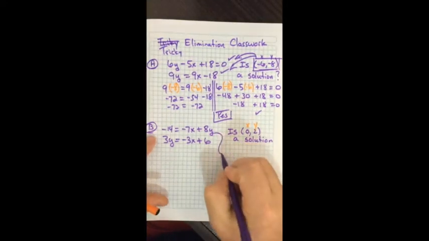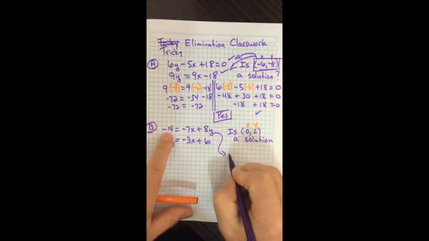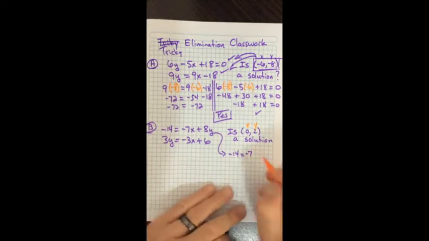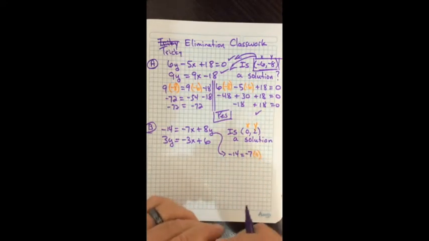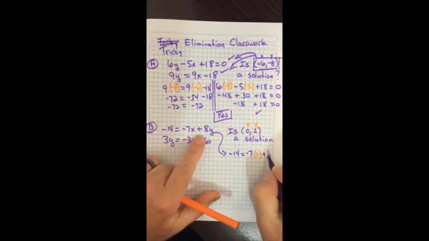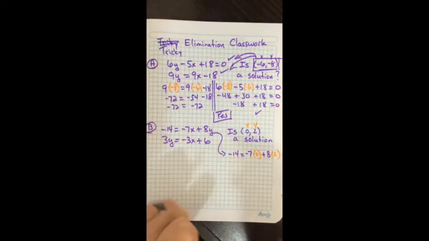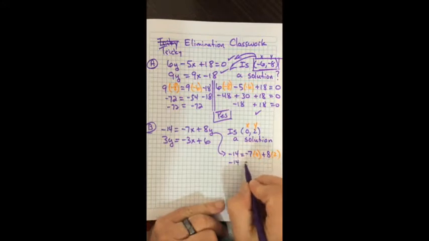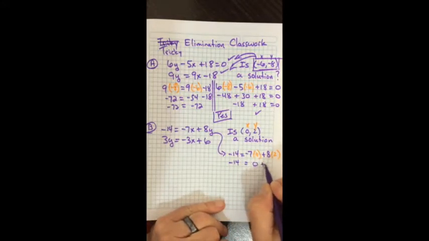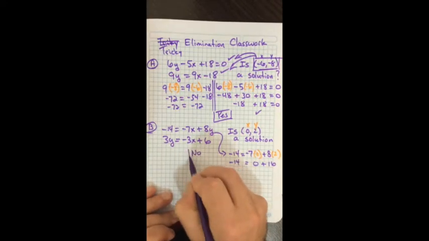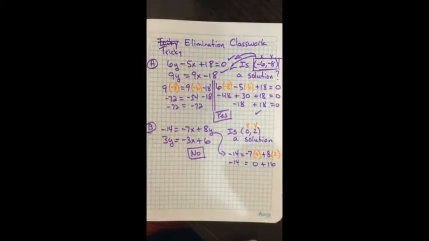So let me just take this one right here. That is -14 equals -7x, so -7 times 0, plus 8 times y, so 8 times 2. So we have -14 equals, well, that's 0 plus 16. So this is a no. We don't have to try the other one because it has to make them both true. So if it makes one of them false, then the whole answer is false.